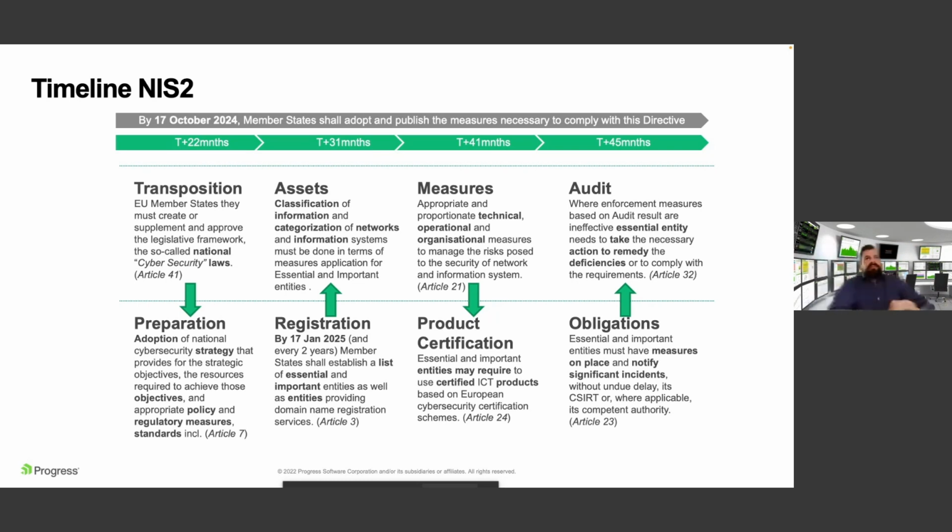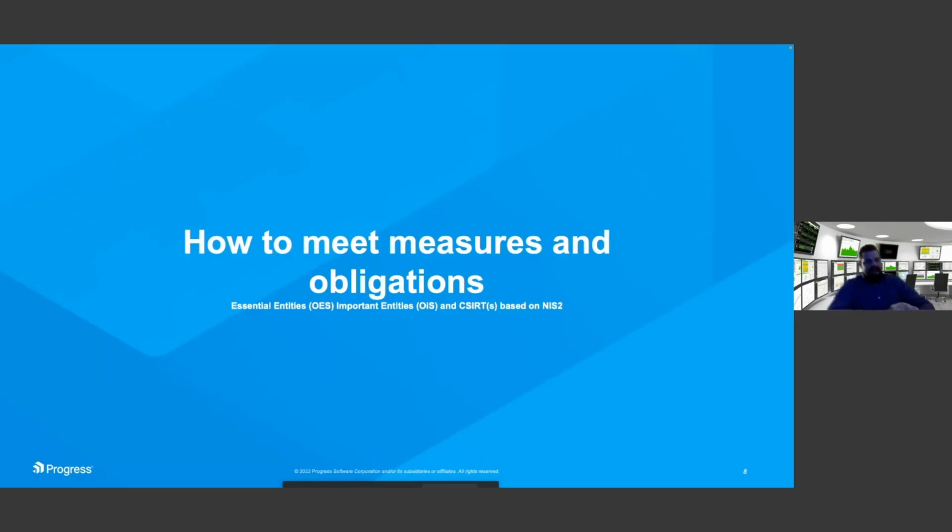So this is the timeline. And T means the effectiveness date of the directive. So this is the timeline of the network and information security directive.